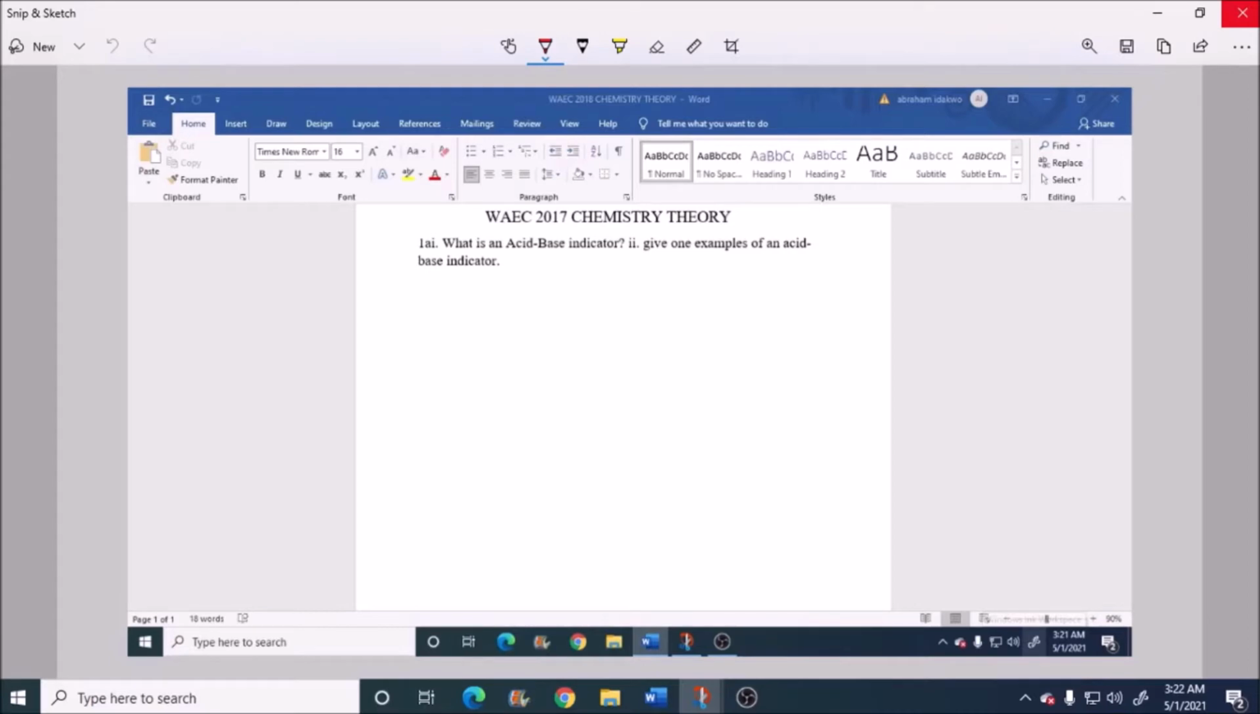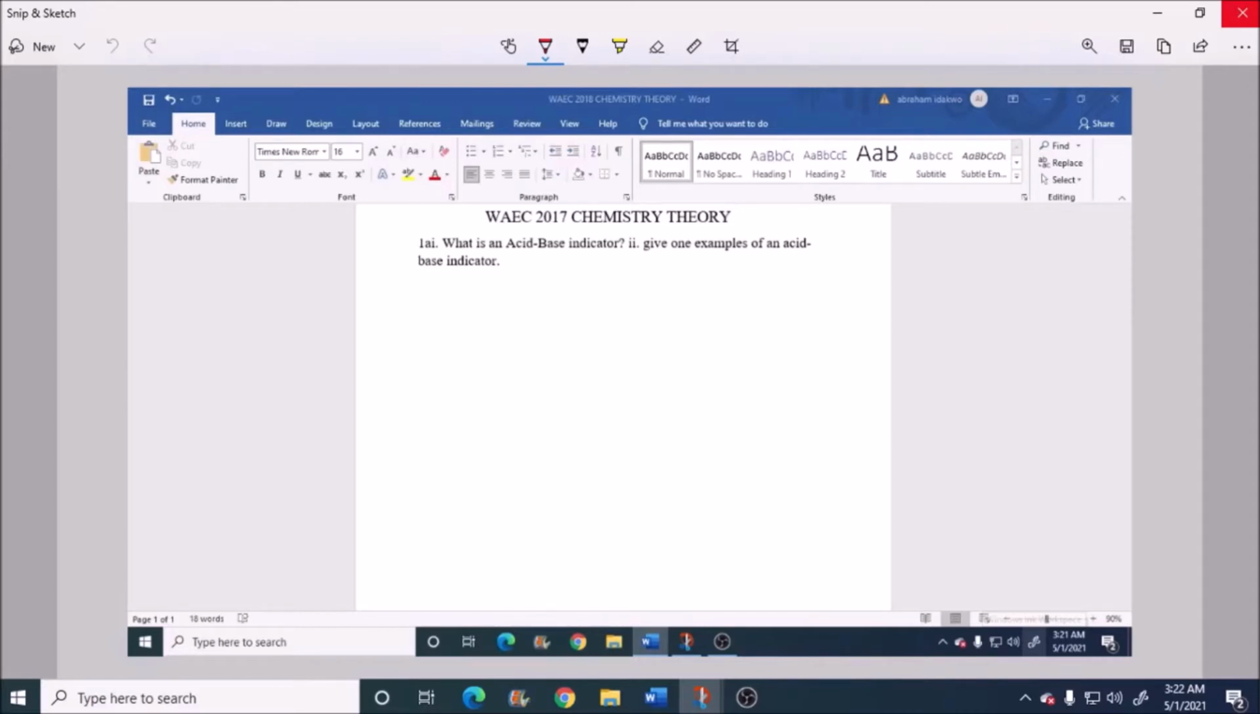Now, answer to question 1A, Roman figure 1, we are asked to give the meaning of acid-base indicator. An acid-base indicator is either a weak organic acid or base which gives different colors in an acid or basic medium. Then we can still define it as an organic dye which changes color according to the pH or hydrogen ion concentration of the solution.